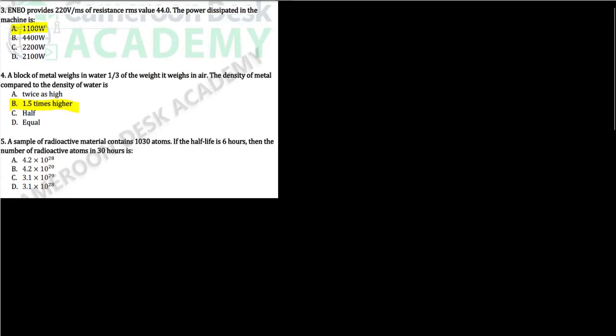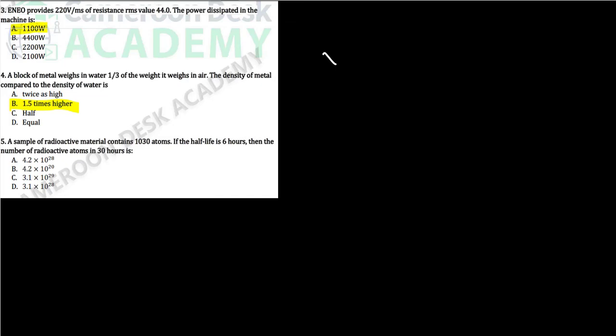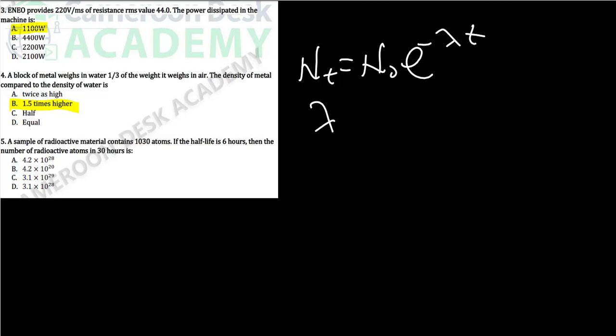So we can use the number of atoms at a given time t from the radioactivity formula. We have that the number of atoms at a certain time t is equal to N naught times e raised to the negative lambda t, where lambda is equal to the natural logarithm of 2 divided by the half-life. So let's then calculate the number of atoms that will be left at time t.